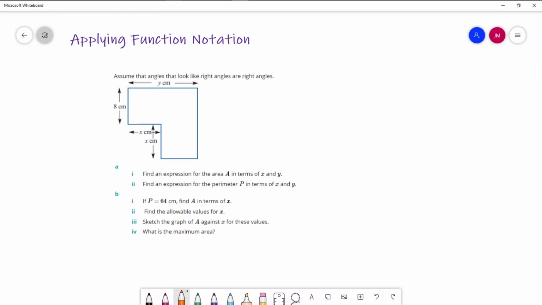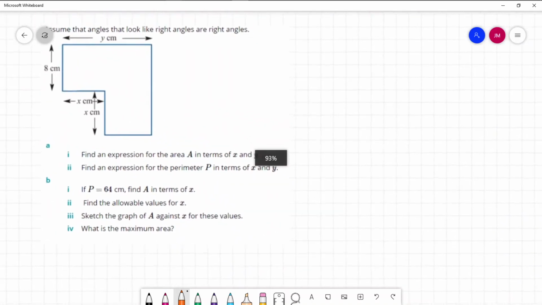Okay, welcome back. This is our final lesson on function notation, and we're trying to put it all into practice now. Good news is, it's no more theory. It's just using what you've learned so far about function notation and trying to solve real practical type questions. So let's have a look at this one. Let's zoom in a little bit closer here.